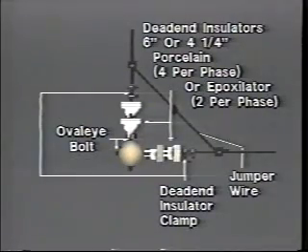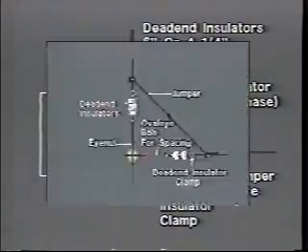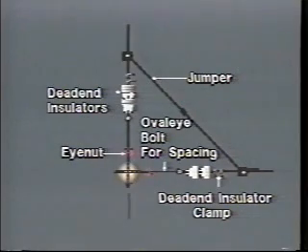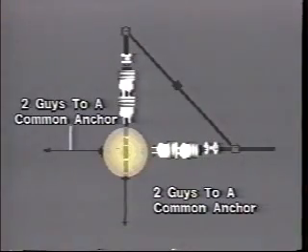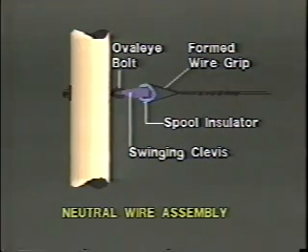On three-phase lines with conductor angles of 60 to 90 degrees, this corner dead-end construction would normally be used. Utilizing either 6-inch porcelain dead-end insulators, 4 1/4 inch porcelain dead-end, or epoxylator dead-end insulators. In many instances, both the middle and bottom phase will include an extra oval eye bolt and eye nut to give additional climbing clearance on the pole. Two guys are normally used on each leg of the dead end and are joined to a common anchor rod eye at the ground level. And the neutral assembly is identical to that found on single-phase corner dead ends.